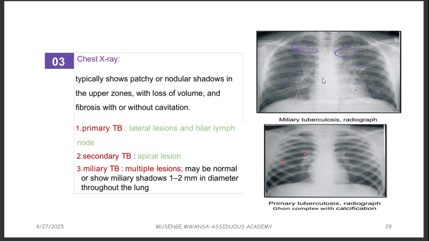So there are a lot of differentials for the miliary picture, and you need to know them. You have the infectious causes of the miliary picture and the non-infectious causes.